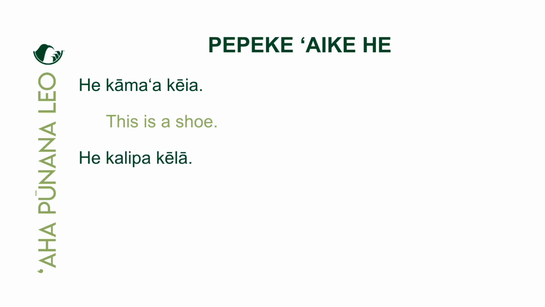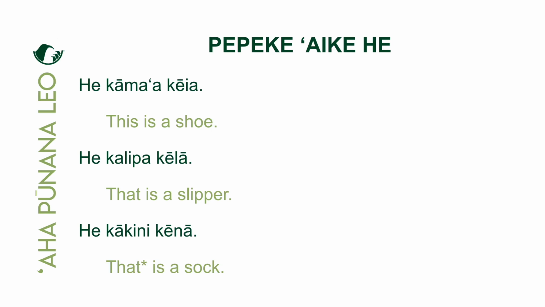Okay? And then we had something like he kalipa kela. E ho'opili mai, he kalipa kela. It's a slipper. We have he kākini kena. Ho'opili mai, he kākini kena. That is a sock. And that is close to you, the person I'm talking to. Right? Kena. Okay, so that's what we were working with prior to this.